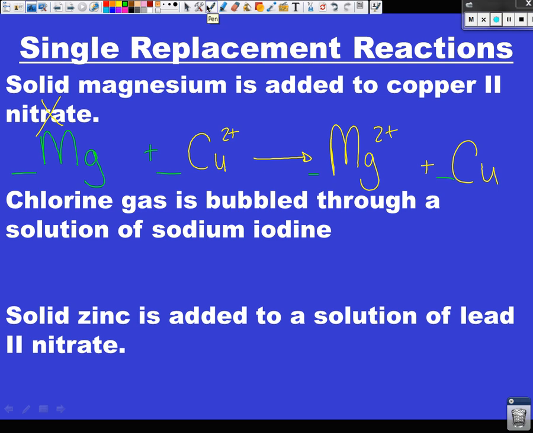Chlorine gas. As soon as you see that word, what does that tell you? Very good, Cl2. Fantastic. Chlorine gas is bubbled through a solution. Let me ask you this, and I want you to think analytically. Had it just said chlorine gas is bubbled through sodium iodide, if this word had been left off, how would you still know sodium iodide was a solution?